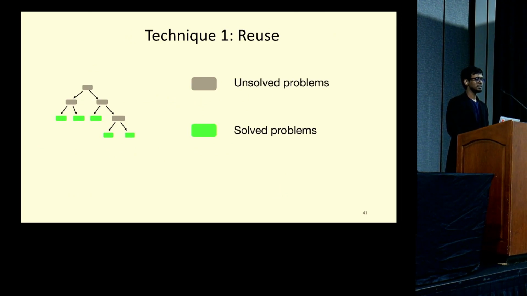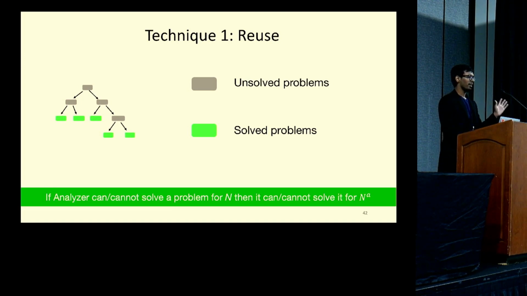Now, our first technique is called reuse, and the observation is that if you look at the specification tree, when we perform the original verification, the internal nodes of this tree represent the problems that were unsolved originally, and the leaf nodes of the tree represent the problems that were solved initially. Our main observation is that if the analyzer can or cannot solve a problem for original network N, then it can or cannot solve the problem for the updated network NA, given the similarity between them.